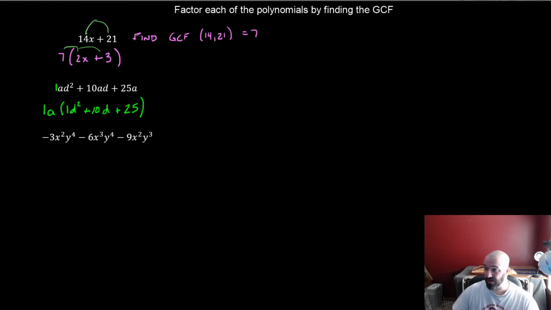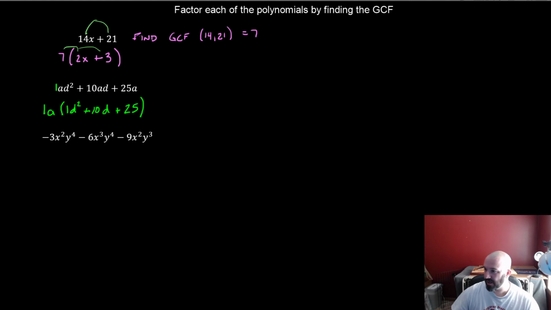Again, I have 3 terms, and if I were to multiply this A into it, I'd get 1AD squared, 10AD, and 25A, which is exactly what I have. You're good. You're fine. Now, if you get to this point and you realize you missed something, that's fine. It's okay. I'm going to show you in the next one how to deal with that rather than going back to the beginning and restarting.